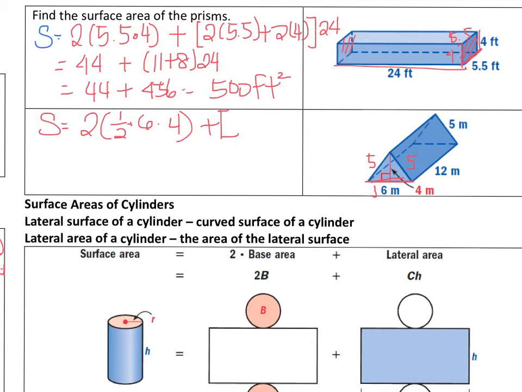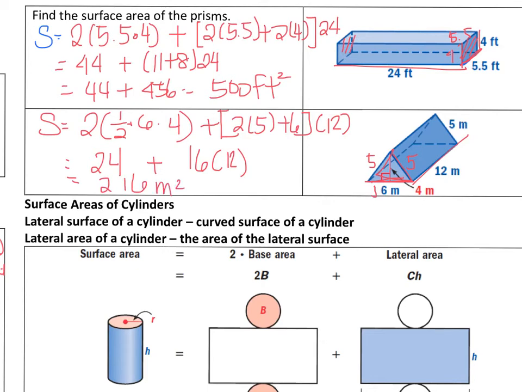So we should get double the 5, and we should add it to the base of 6 to get the entire perimeter of the base, and then multiply by its height. And we should get 24 plus 16 times 12. And if you keep simplifying, you should get 216 meters squared.